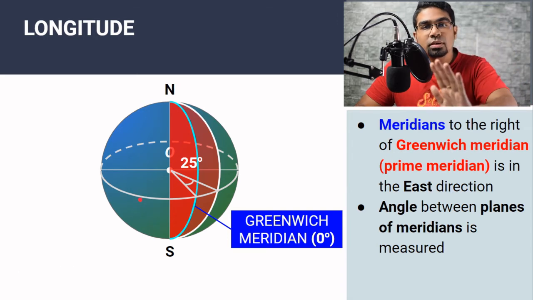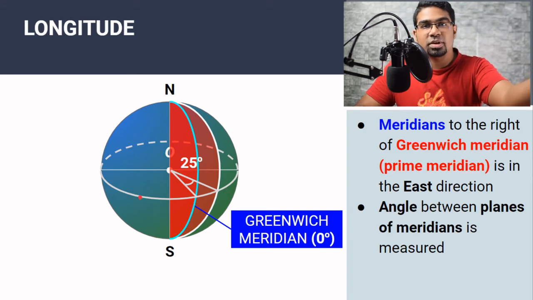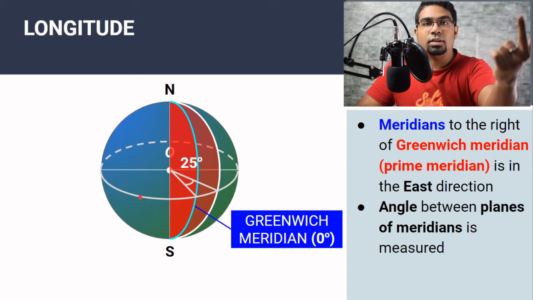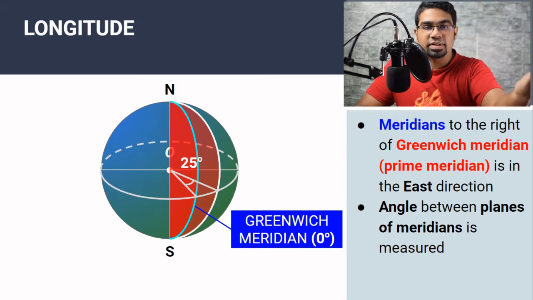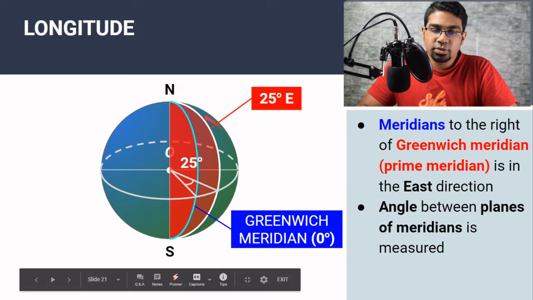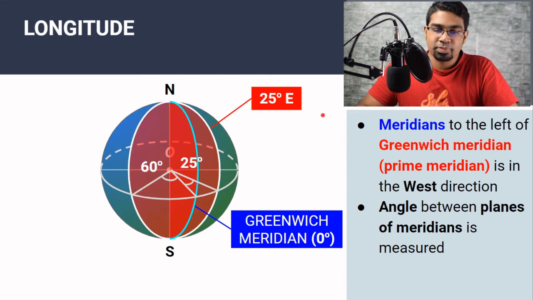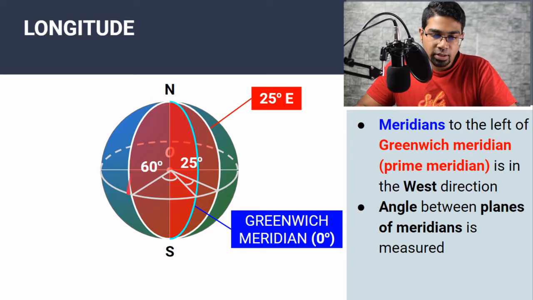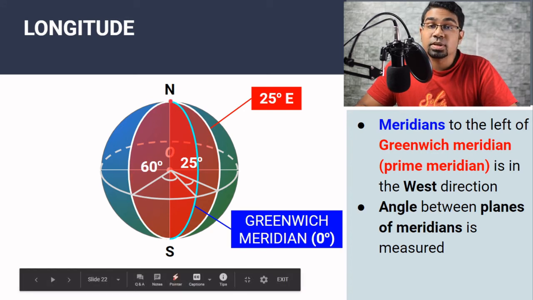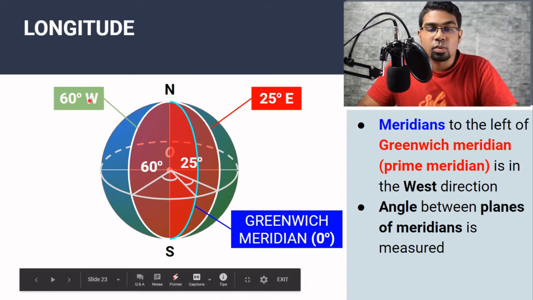So the eastern hemisphere is from longitude 0 until 180 degrees, halfway around. And then the western hemisphere is from 0 to 180 degrees as well, but this time it will go towards the left. So here, since this one is towards the right of the Greenwich meridian, the longitude of this meridian is 25 degrees east. Let's say we want to find the longitude of this meridian. This meridian is towards the left of the Greenwich meridian, and the angle between the planes of the Greenwich meridian and this meridian is 60 degrees. Therefore, the longitude of this meridian is 60 degrees west.